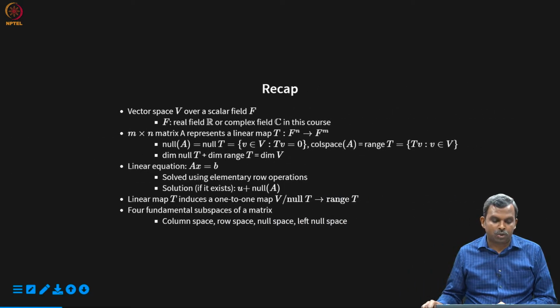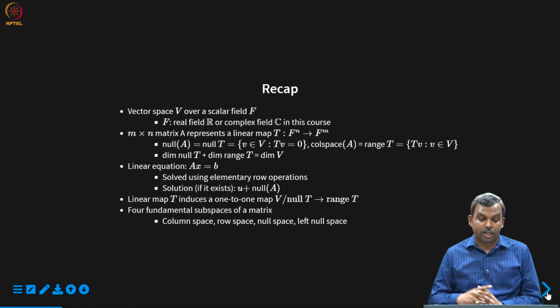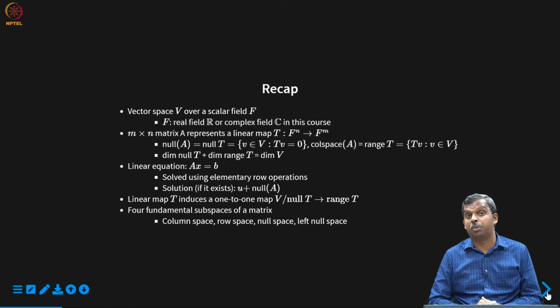So, quick recap as usual, we are looking at vector spaces. In the last few lectures, we looked at linear equations, how to solve them, and how there is this quotient with the null space, which is very interesting to understand a linear map. And then we saw these four fundamental subspaces of a matrix, right? So, column space, row space, null space, left null space. We looked at connections between all these spaces, and we saw that column space and row space have the same dimension for a matrix. That was sort of a special property.